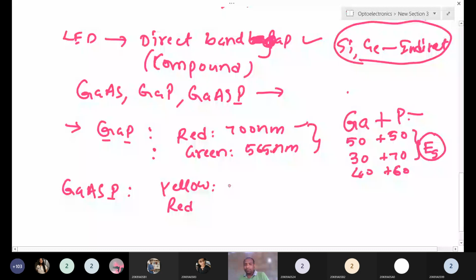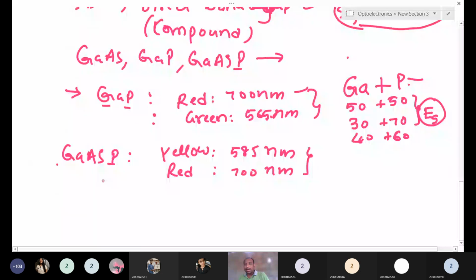We have solved the problem, right? 1240 by EG. If EG is changing, the resulting wavelength will also change, right? The resulting wavelength increases or decreases depending on this band gap. Wavelength is changing means color is changing. The band gap changes just because of composition.